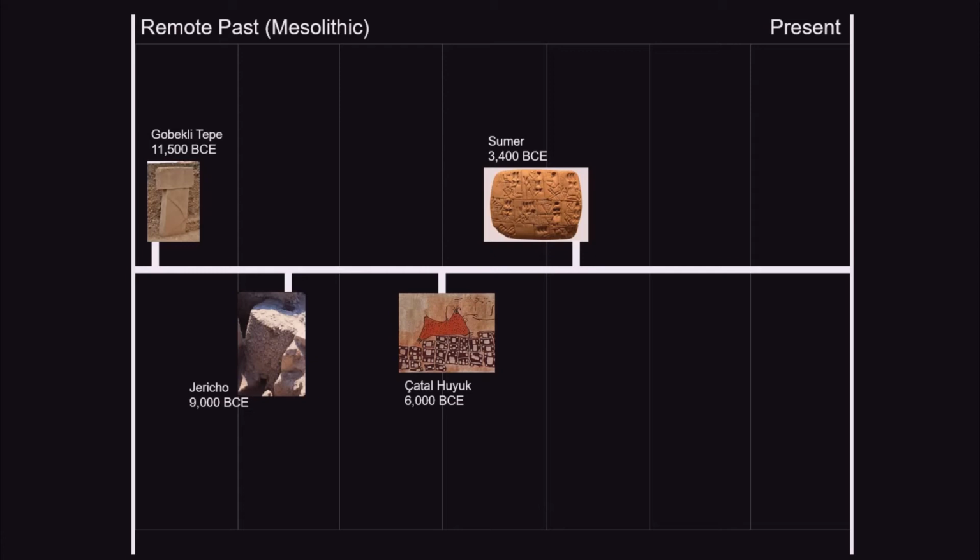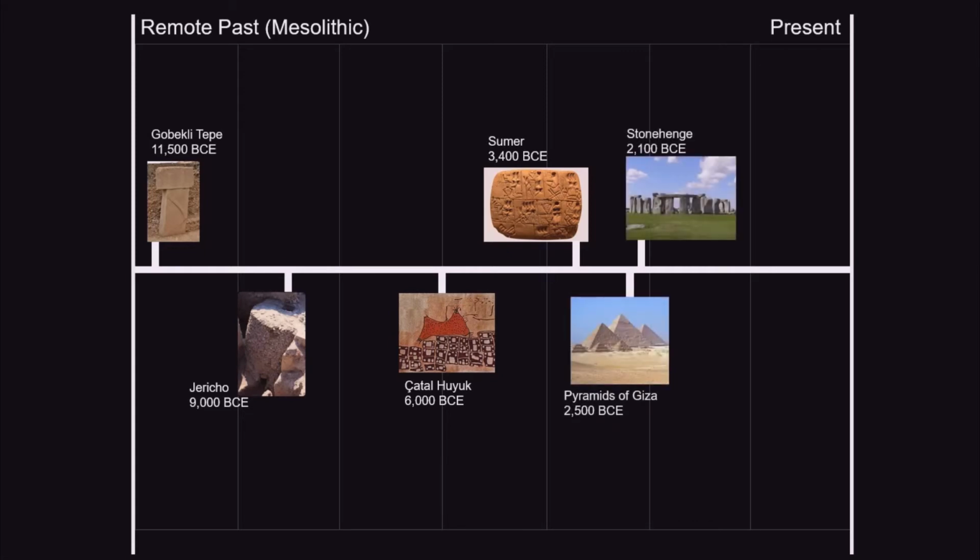Sumer and the invention of writing and the first true civilization is around 3,400 BCE. The pyramids are around 2,500. Stonehenge is a little bit after that. And then around the year 7 to 4 BCE is the birth of Christ. And then everything else after that is right up until the present time.